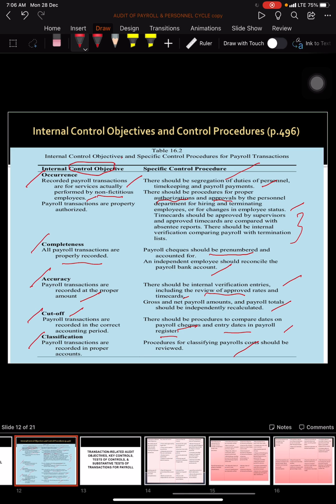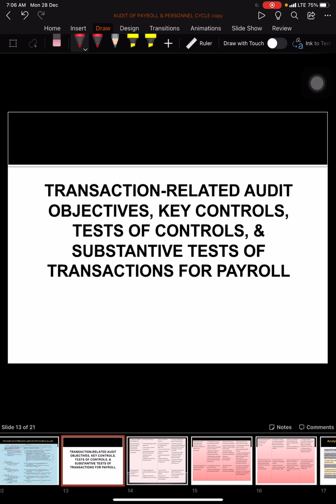Right, now we move on to the next one, transaction-related audit objective. So this is the transaction-related objective, and then the key control. Then we have to do tests of control, and then start tests of transactions. All right, so we have to test the control and then test the account.